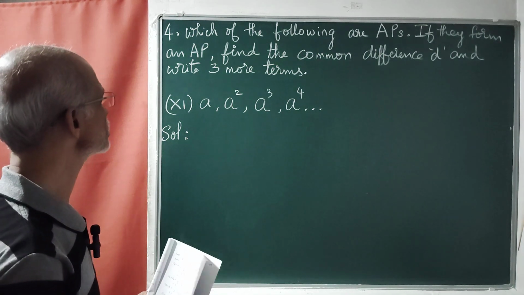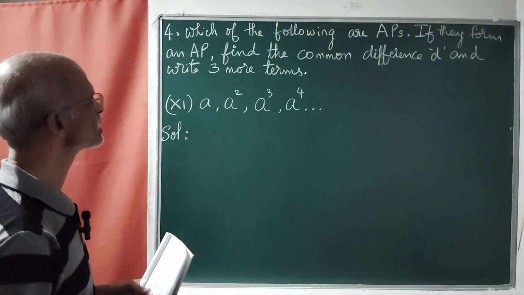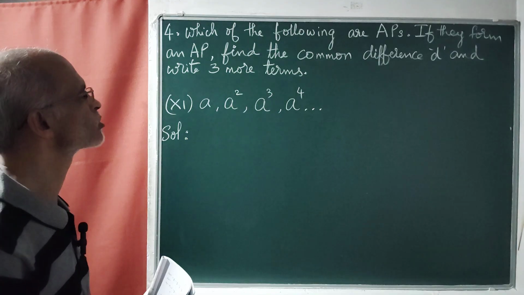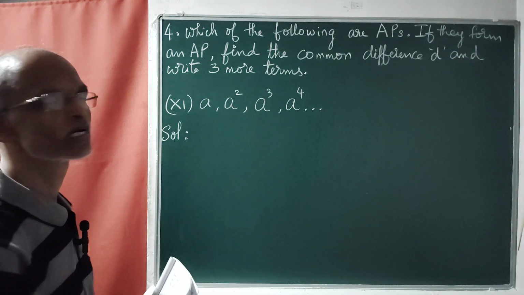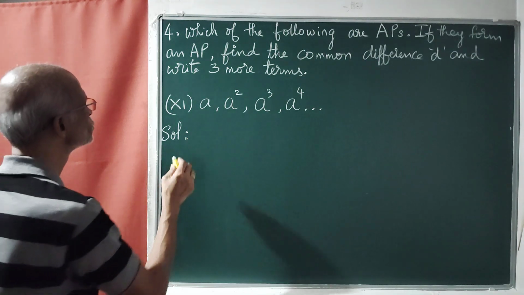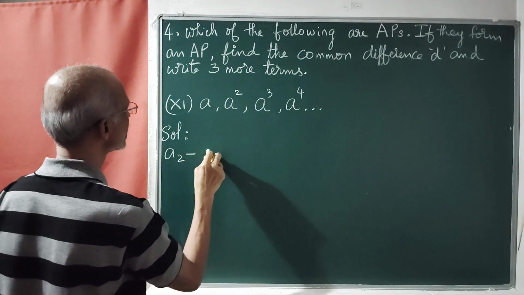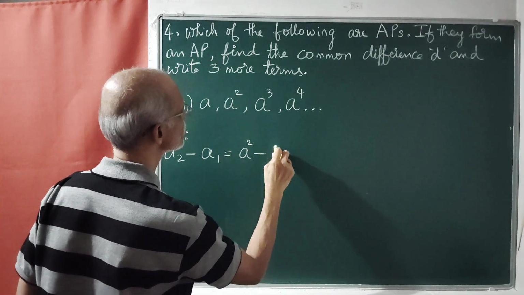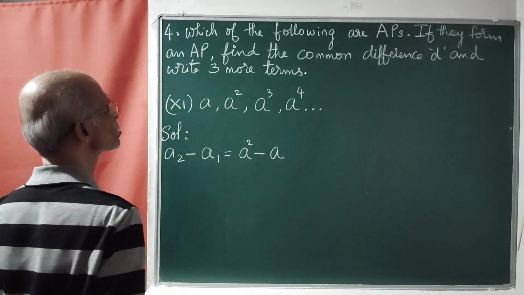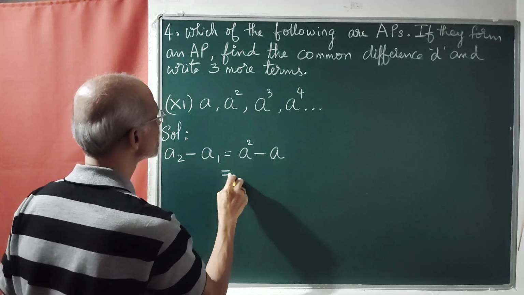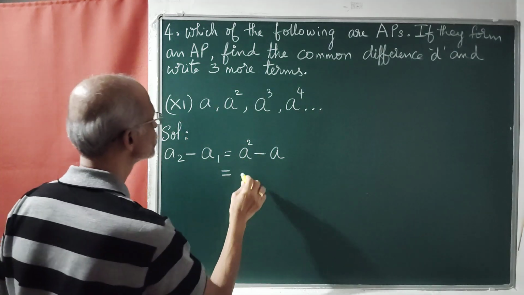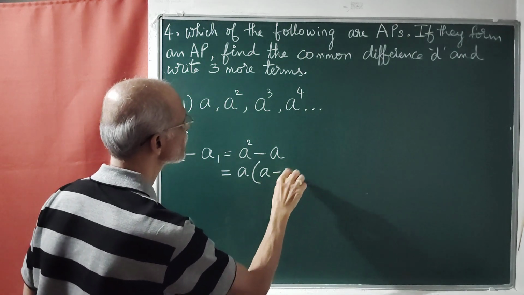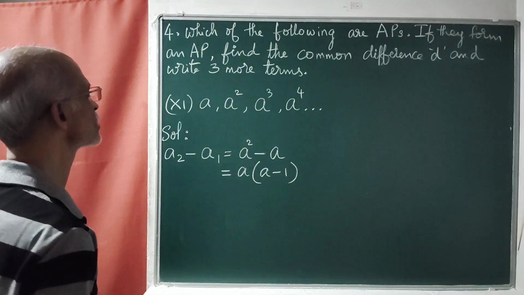The 11th question, the given terms are A square, A cube and A to the power of 4. Now we will try to see the difference between them. So A2 minus A1 is equal to A square minus A. Now how to solve this one? Among these two terms, A is a common factor. So I'll take A outside. So A into A minus 1.